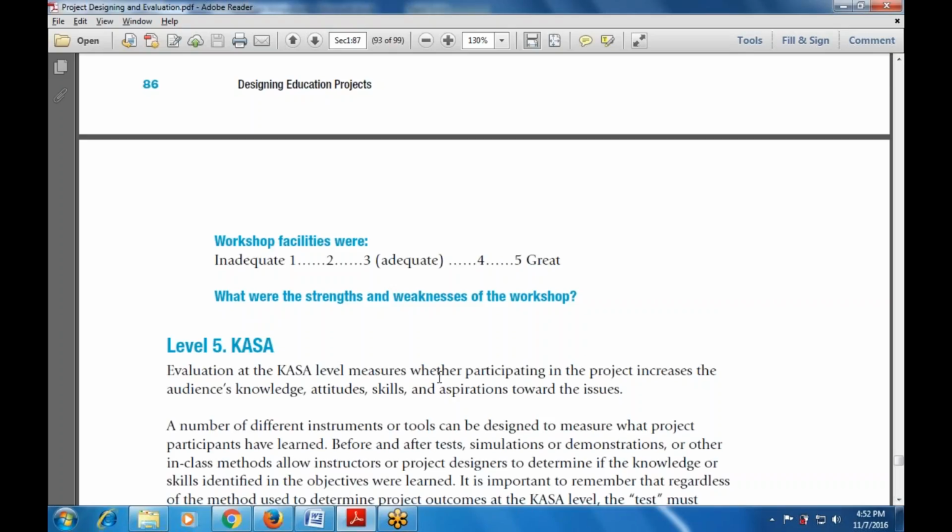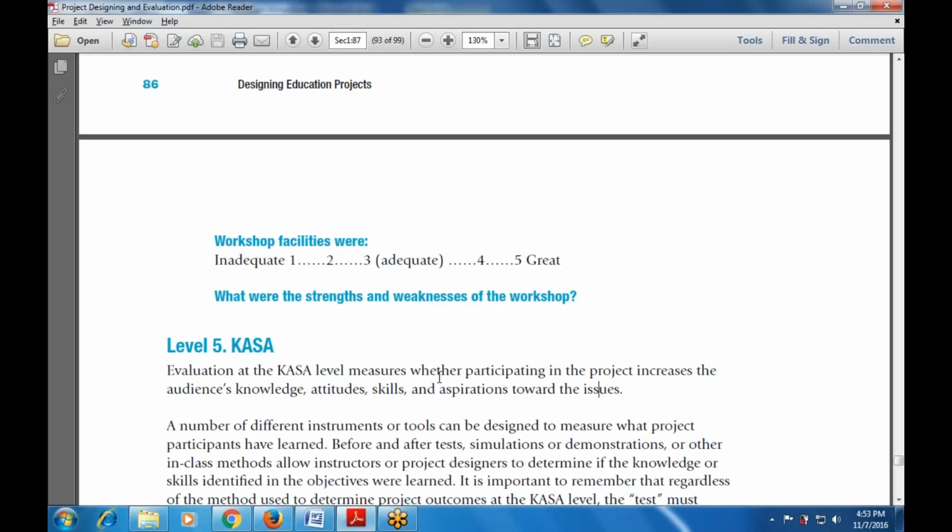So what is the issue, what is the KASA knowledge, what is the aspiration towards the issue? That includes the KASA knowledge, the audience behavior, and the aspiration, whatever the knowledge that is used with the issue. So whether participating in the project increases the audience knowledge, attitude, behavior, skills, and aspiration.